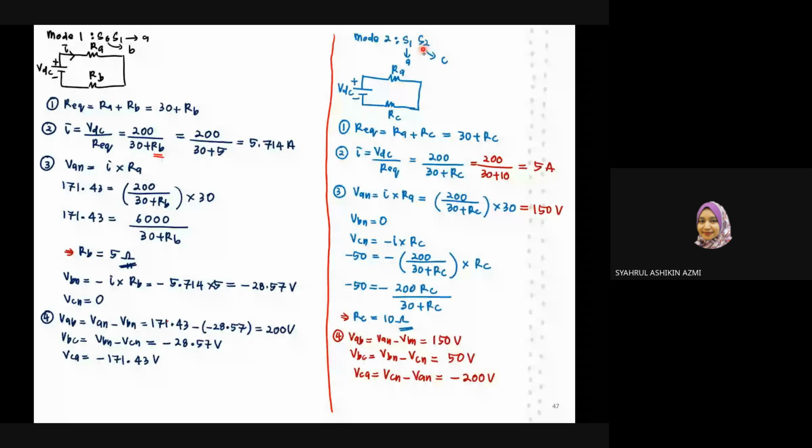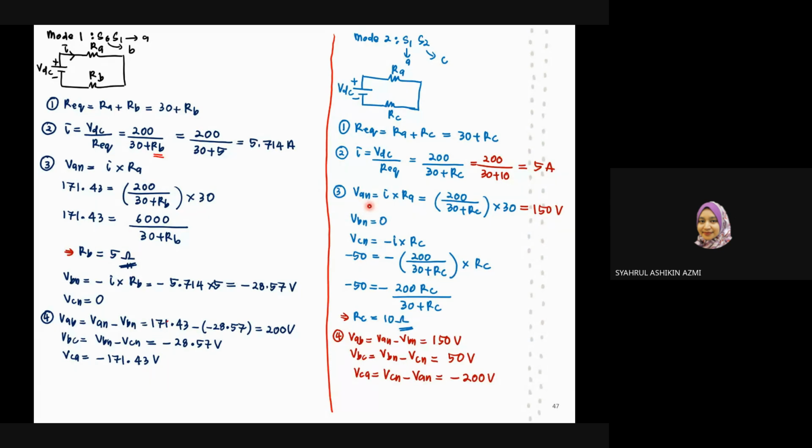In mode number 2, you will have S1 and S2. S1 is our switch for phase A, S2 is... circuit. The step will be the same. Step 1: RA plus RB plus RC unknown. Okay, never mind. Proceed with the next step. Your current is VDC over R equivalent, which is 200 divided by 30 plus RC. Still unknown because you don't know the value of your RC. Don't worry, you can continue the step.